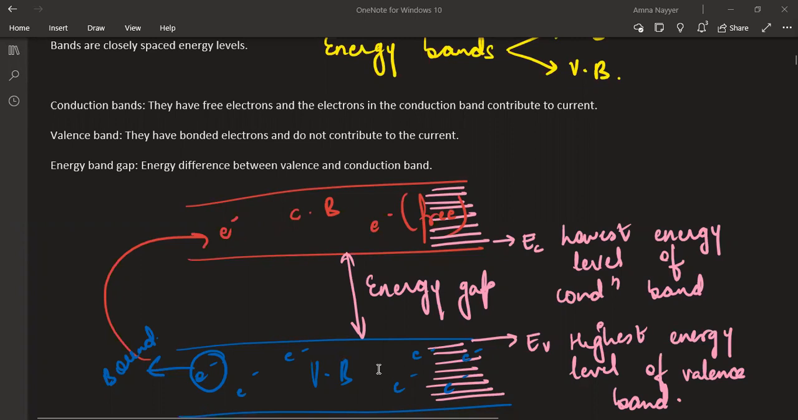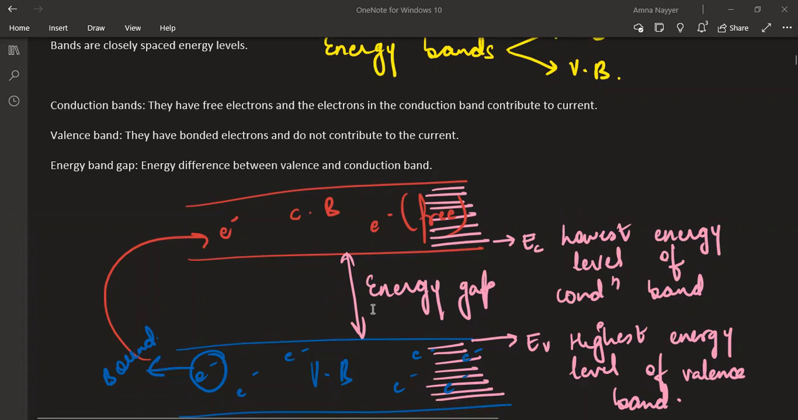Now, the band in which electrons are present, but these electrons do not contribute to current because they are bound. They are in a bound state. So this is the valence band. So two bands, conduction band and valence band. Conduction band has energy, valence band also has levels of energy. The difference between these bands is known as the energy gap.